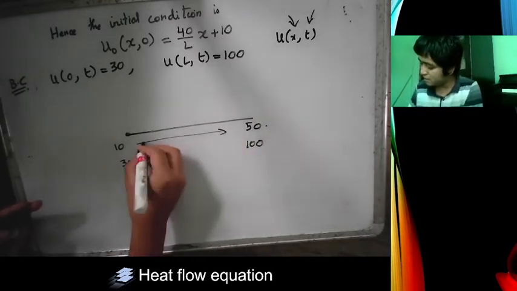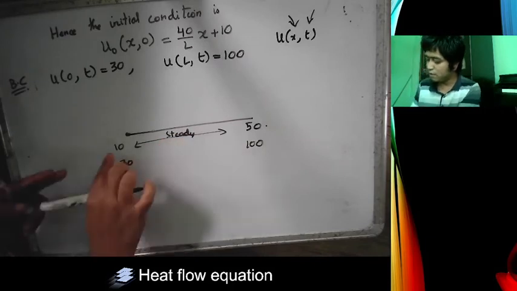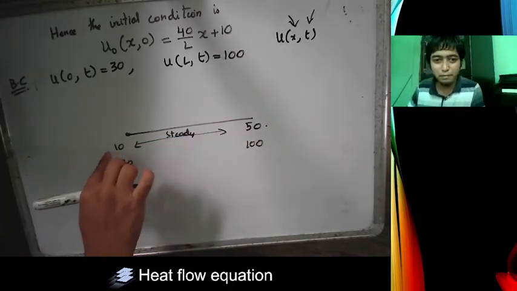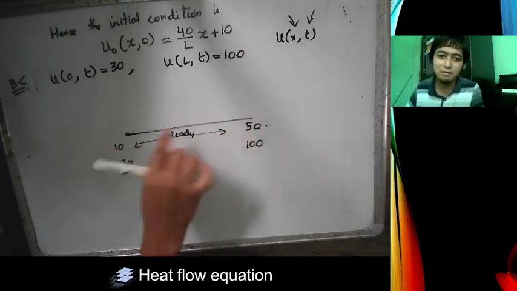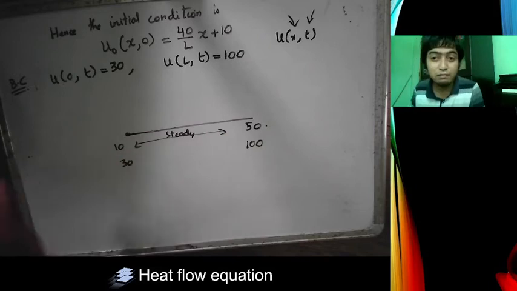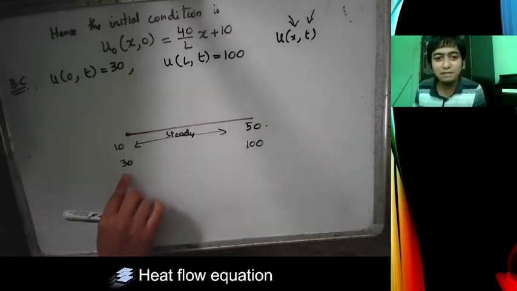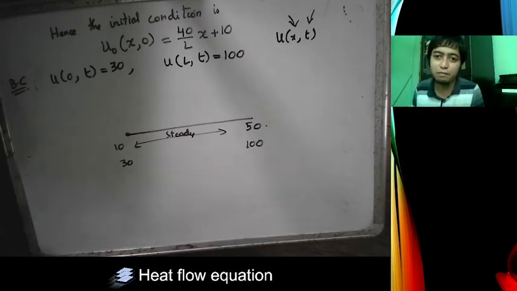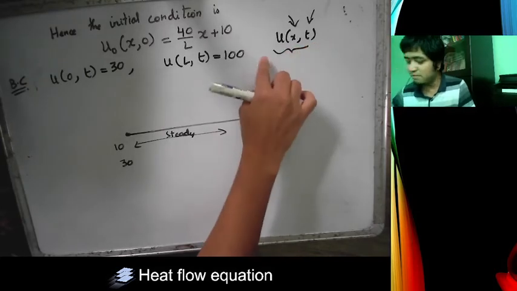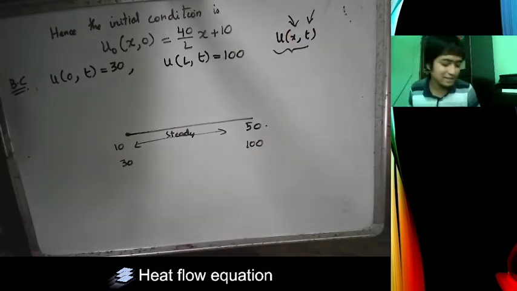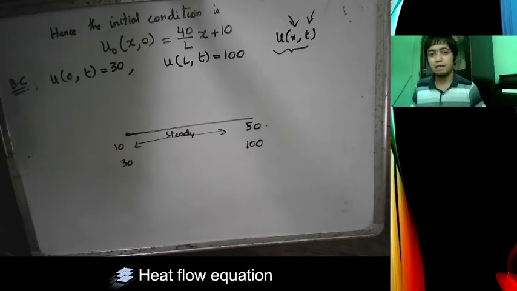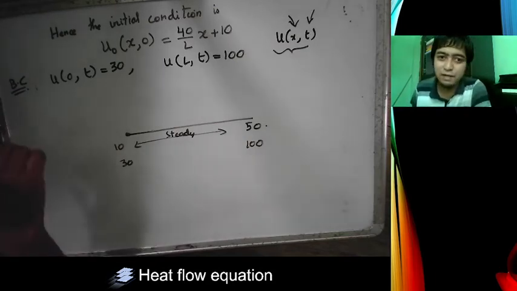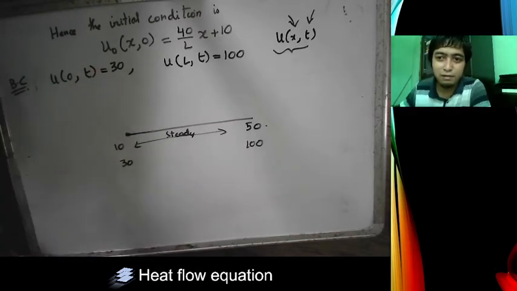Initially this was steady. It was no longer changing when we had the initial steady state condition. But now we have changed the temperatures at the ends to 30 and 100, so again there will be heat flow. What we are interested in, again, is finding u(x,t). But take this one as a rule for now: when we have non-homogeneous boundary conditions, we have to do something else first.